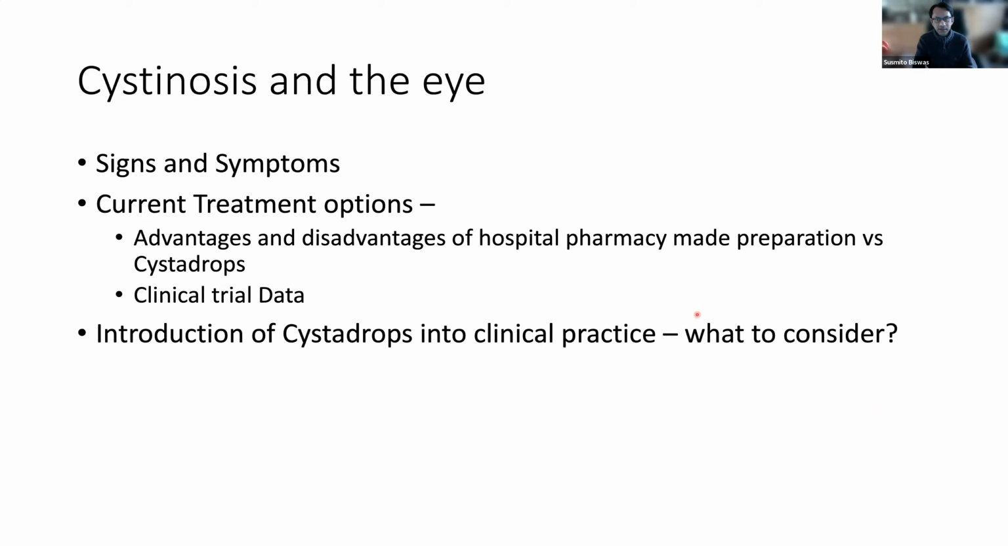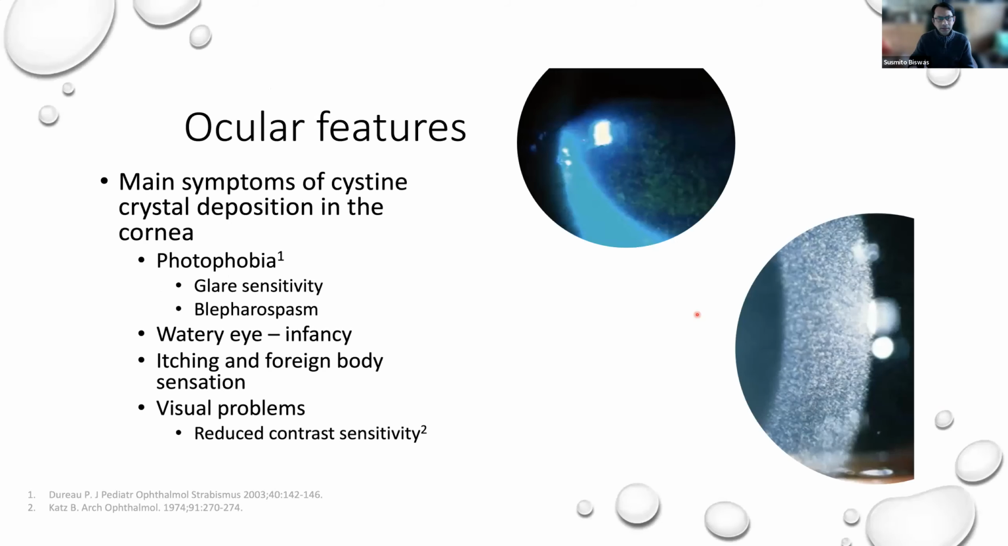So moving on to cystinosis in the eye, there are clearly important signs and symptoms to talk about. And then I'll talk about the treatment options available and introduce some clinical trial data. And then also talk about the introduction of cysto drops into clinical practice. So signs and symptoms, the ocular features of cystinosis comprise an array of symptoms.